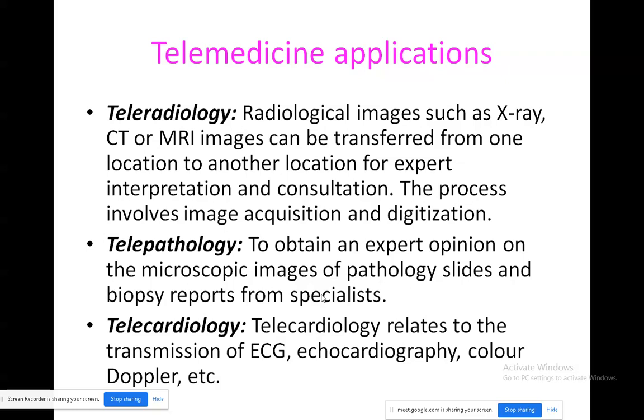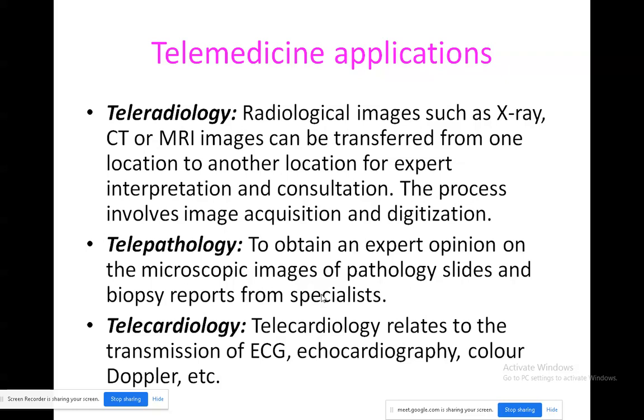Okay, to the expert, to have a future treatment for the disease. And then telecardiology. Cardiology, you know, ECG. Okay, echocardiography, that is your heart disease. Basically cardiology is heart disease, any type of heart disease will be given treatment through the telecardiology method.